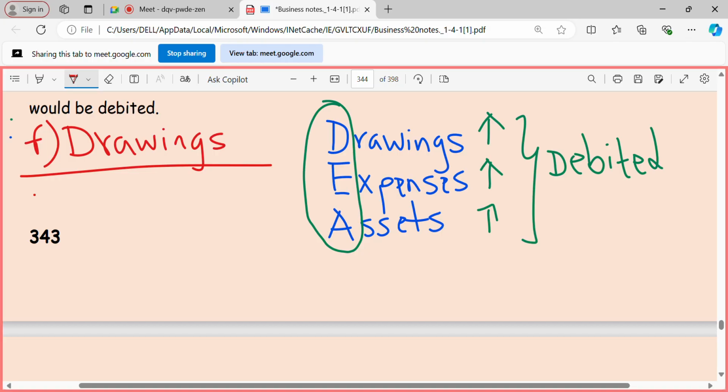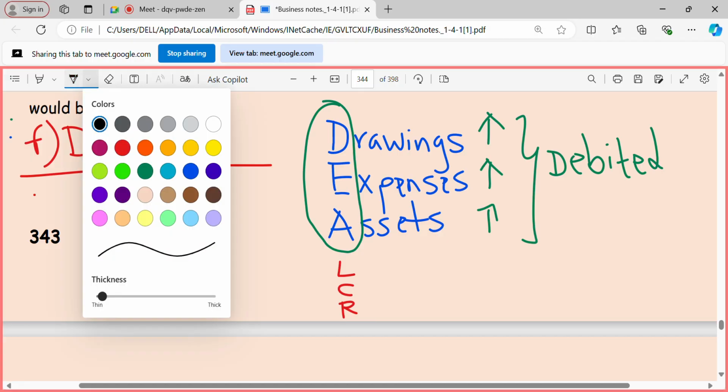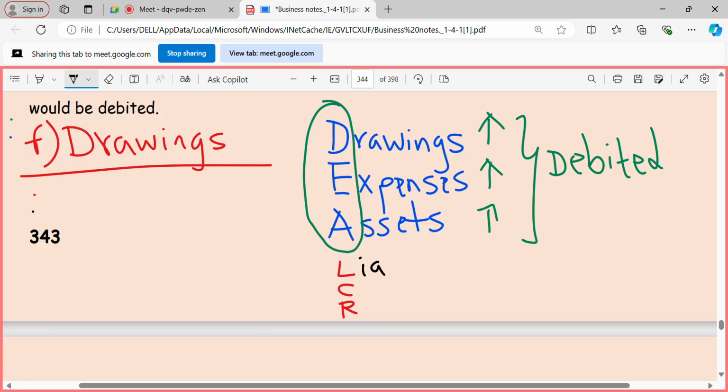And what about if they decrease? Of course, when they decrease, you are going to credit them. But sasa tukishajua one side, it is automatically the opposite. So we just need to know that increase in drawings, you debit. Increase in expenses, you debit. Increase in assets, you debit. So automatically the opposite is true.